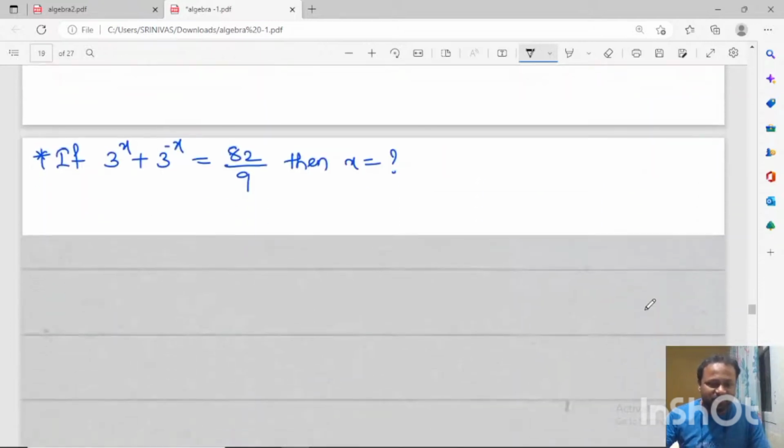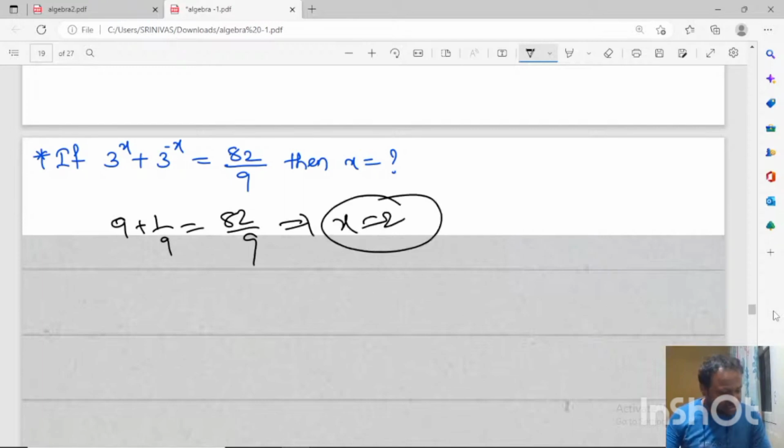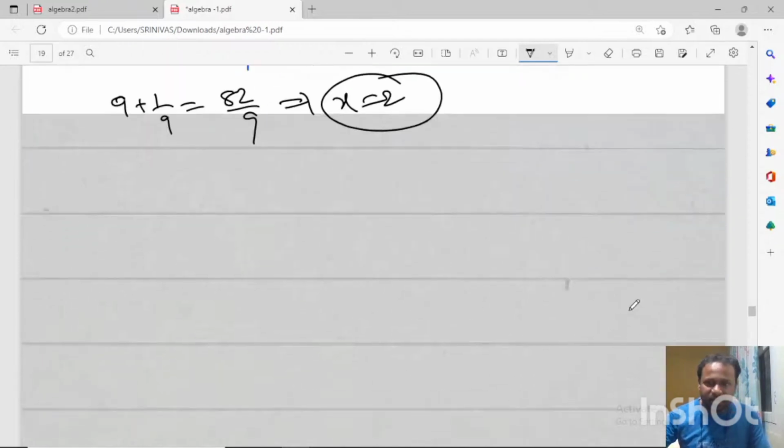Again, this also. Is it x is equal to 2? I don't know. So 3 square 9 plus 1 by 9. That is nothing but 81, 82 by 9. Exactly. X is equal to 2 will be correct answer. Okay.